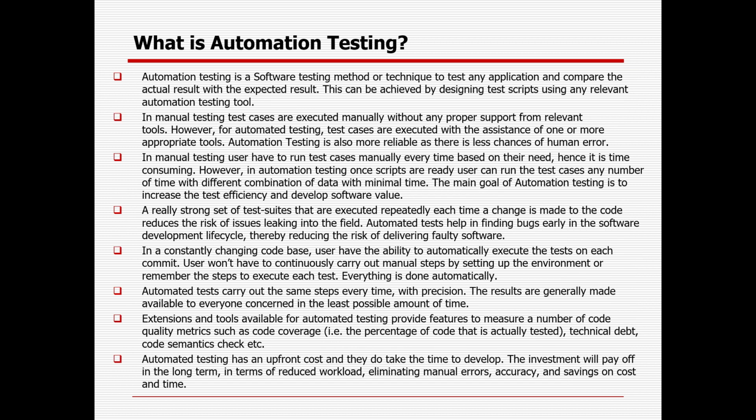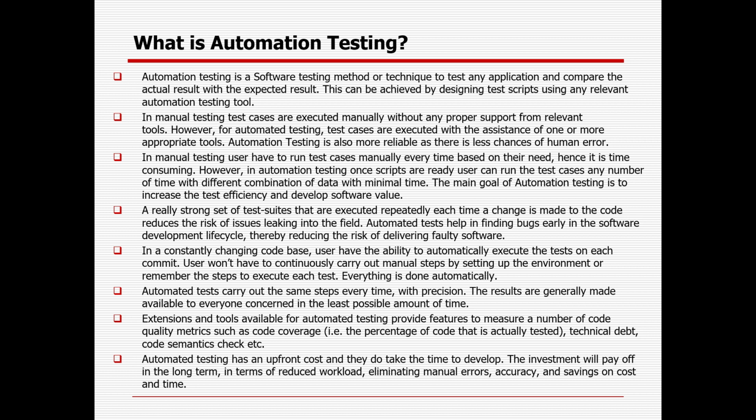What is automation testing? Automation testing is a software testing method or technique to test any application and compare the actual result with the expected result. This can be achieved by designing test scripts using any relevant automation tool, programming language, and the proper framework. In manual testing, we execute test cases manually without any proper support from relevant tools. However, during automation testing, test cases are executed with the assistance of one or more appropriate tools. Automation testing is also more reliable as there is less chance of human error.